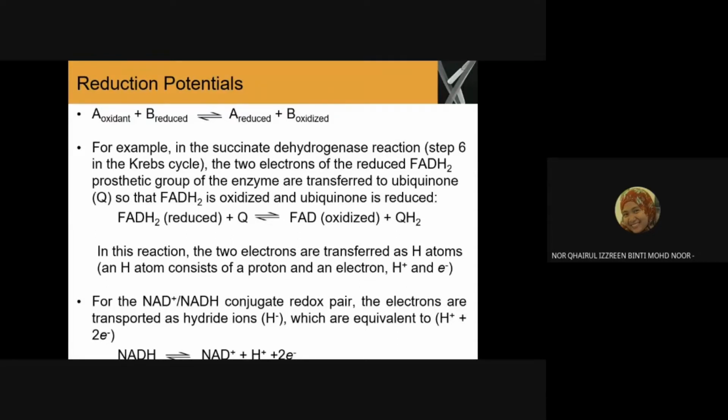Hopefully you can get these terms right, when FADH2 is being reduced or being oxidized. So FADH2 in reduced form plus ubiquinone, Q here, in this reaction you get FAD in an oxidized form and ubiquinol. Ubiquinol is QH2, meaning it accepts hydrogen ion. Later on we'll look into it in detail. So this is one example where we have one reactant that gives up electron, and one reactant that receives electron.